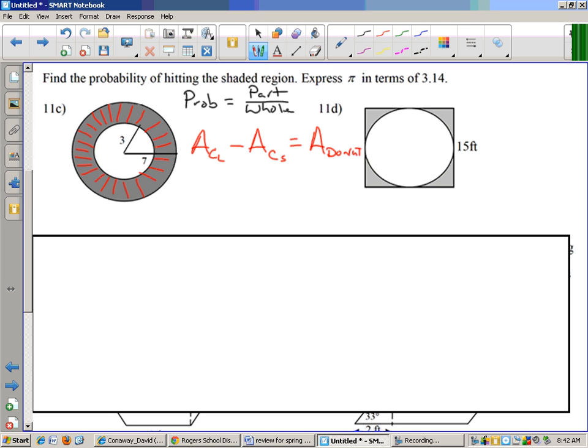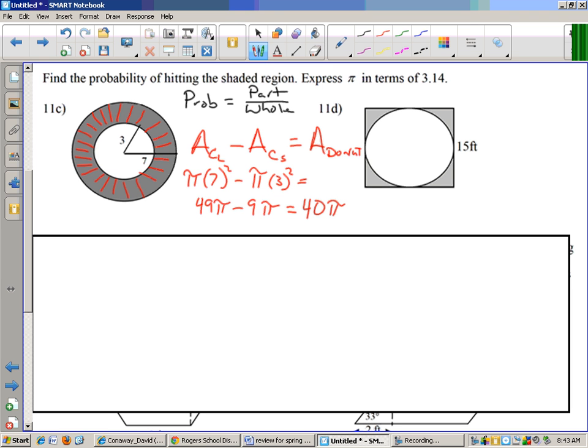All right, so the large circle is going to be pi times 7, and they didn't give us any units here, pi times 7 squared, minus the area of the small circle, which is pi times 3 squared, and that's going to be 49 pi minus 9 pi, which equals 40 pi.